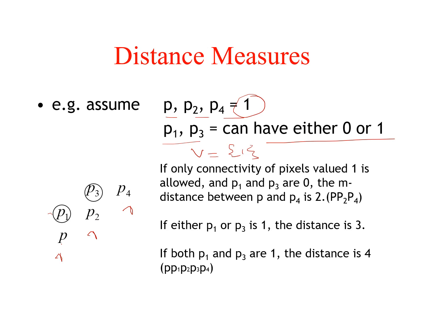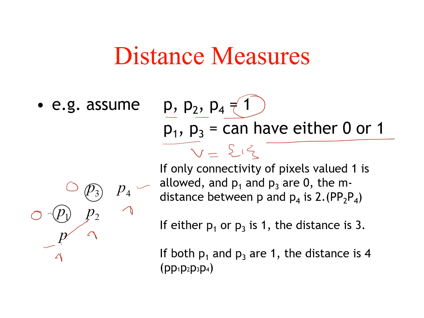And P1, P3 are 0. Suppose initially P1, P3 is 0. Now the distance between P and P4 we have to calculate. Okay, the distance from P to P4 we have to calculate. So what will happen? P1 is in N4P, but can we connect? No, because it is not satisfying the criteria of V, right? So we have to connect like this.